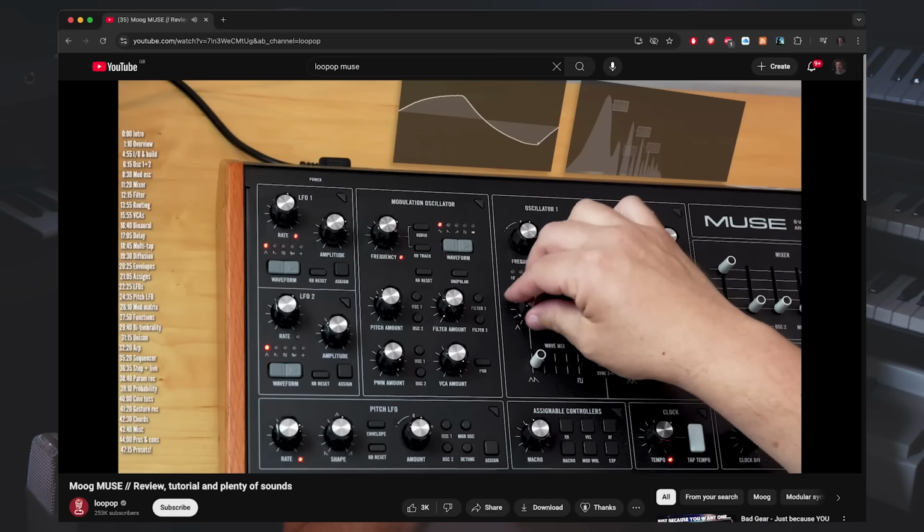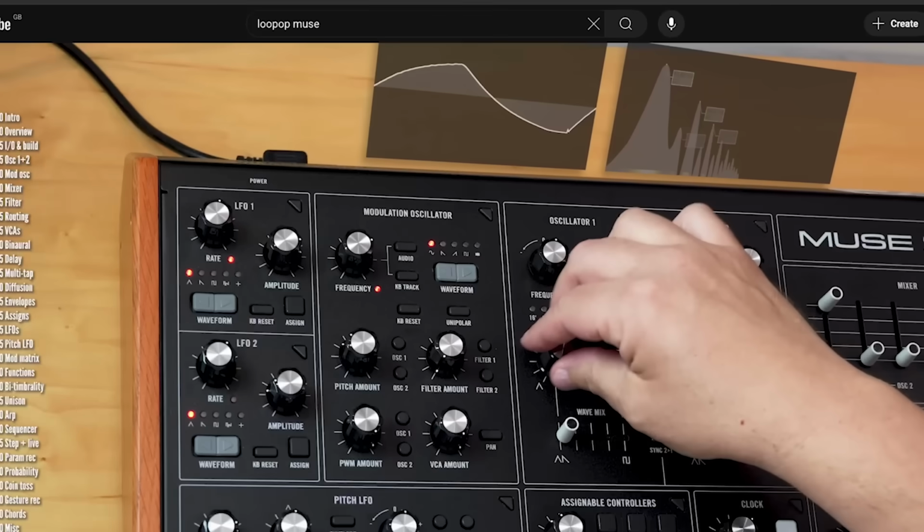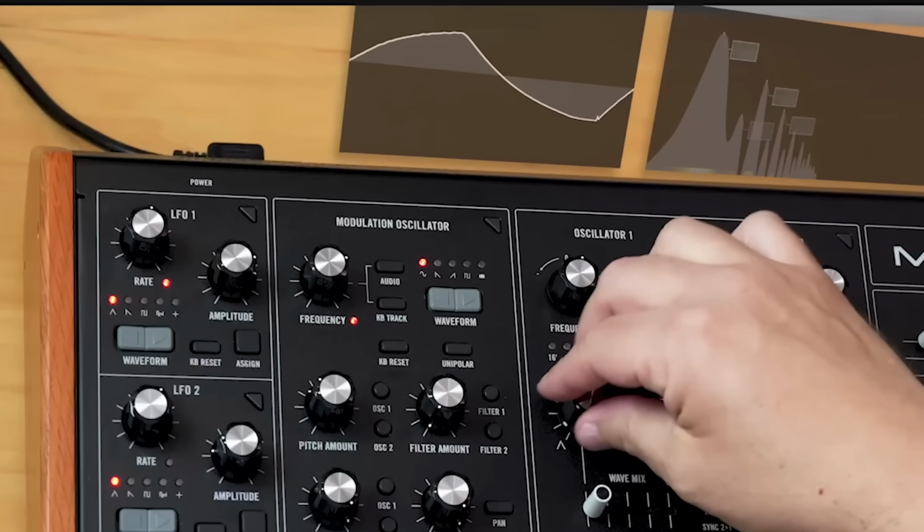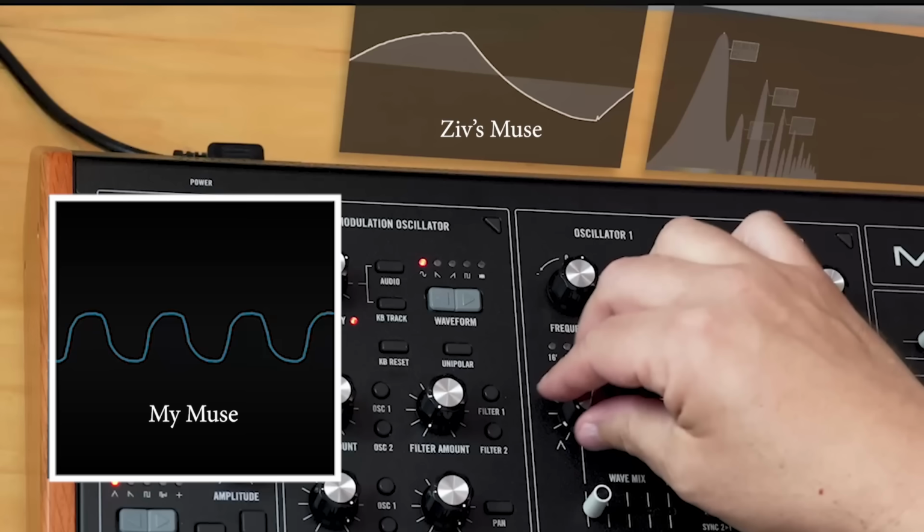So then I go to my second port of call, someone who does incredibly thorough reviews and always gets his oscilloscope out, and that is Loopop. I've gone to the Loopop video and I have again looked for those waveforms, and I see a triangle wave looking much more like a triangle wave. Loopop's Muse has got a nice looking triangle wave. We don't really get much chance to hear it, but you can see from the screenshot he has got a triangle wave and I don't. I have a blob.